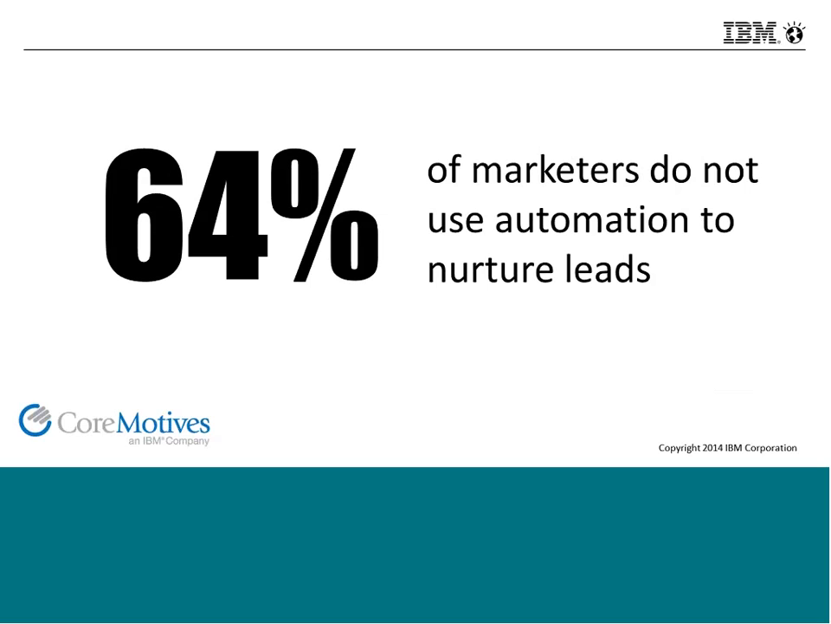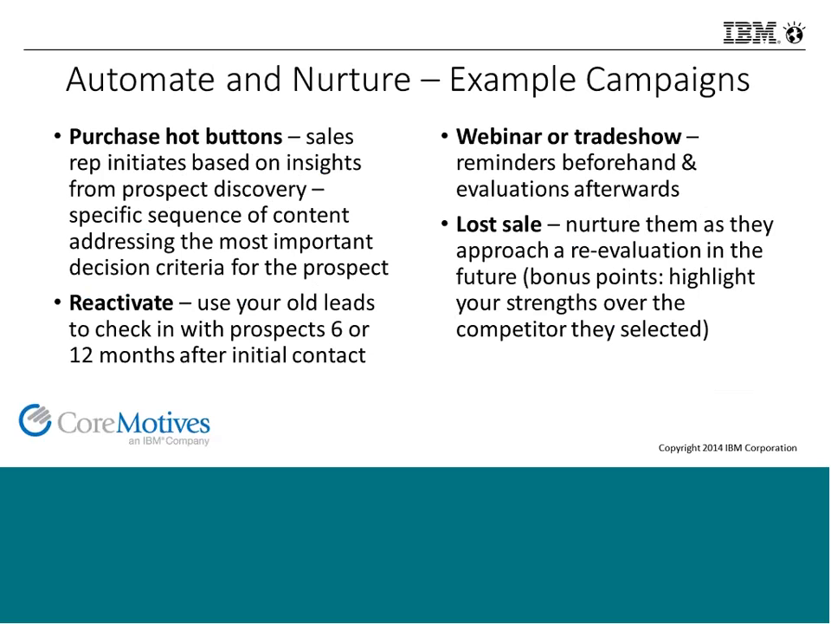So if you don't nurture leads, that means the majority are going through the sales cycle and you're not getting a say until they're over halfway through the sales process. We've noticed that 64% of marketers do not use automation to nurture leads. And remember, they're on average 57% of the way, over halfway through the sales cycle, before they're reaching out to you. So here are some examples of what you could use nurturing for and some of the behaviors that they're telling you that you can act on. So we have different purchase hot buttons.